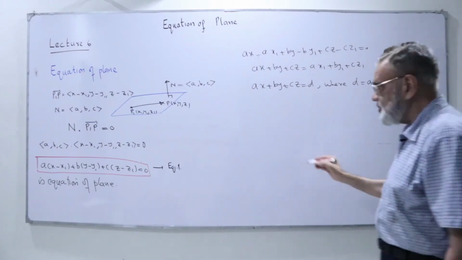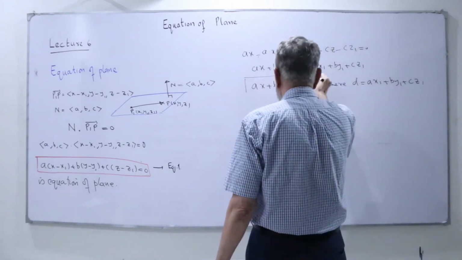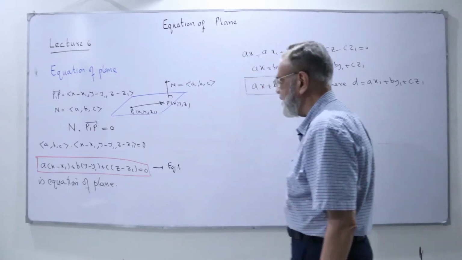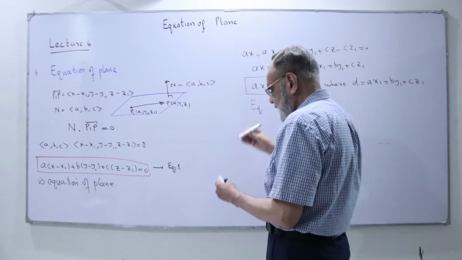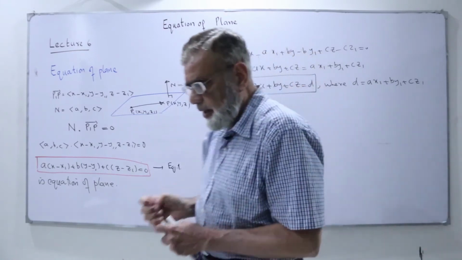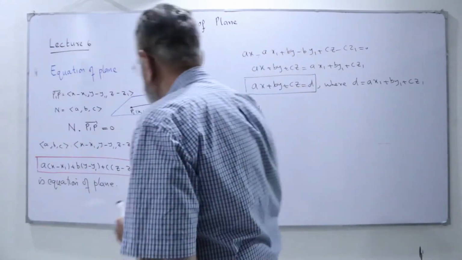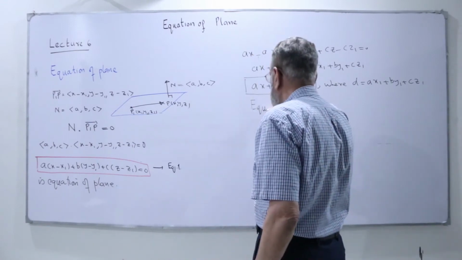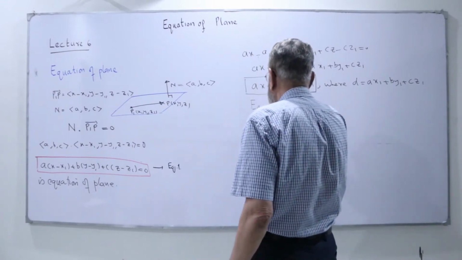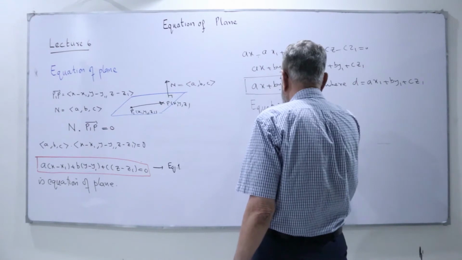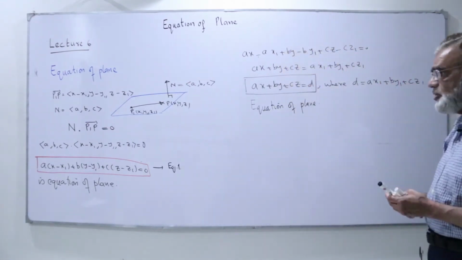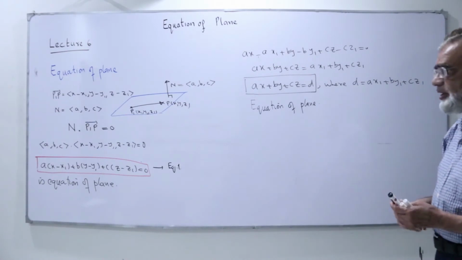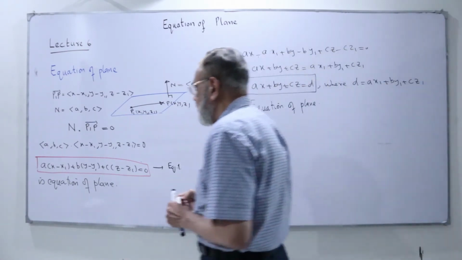So this is my standard equation of the plane. If we are given any point and we are given the normal vector, we can write the equation of the plane. So this is the idea, and it is very easy to use, and we actually used here the idea of the dot product.